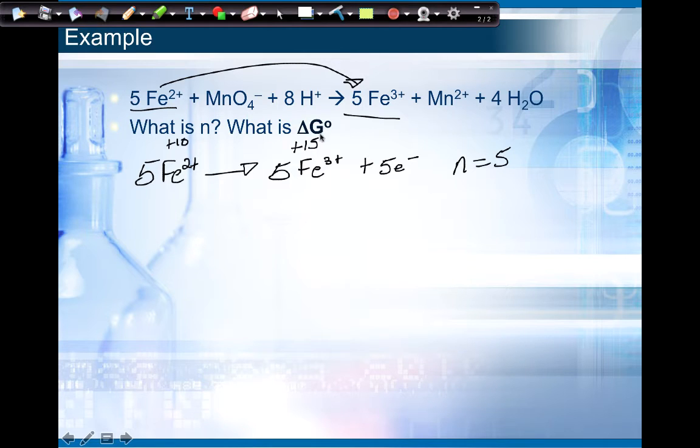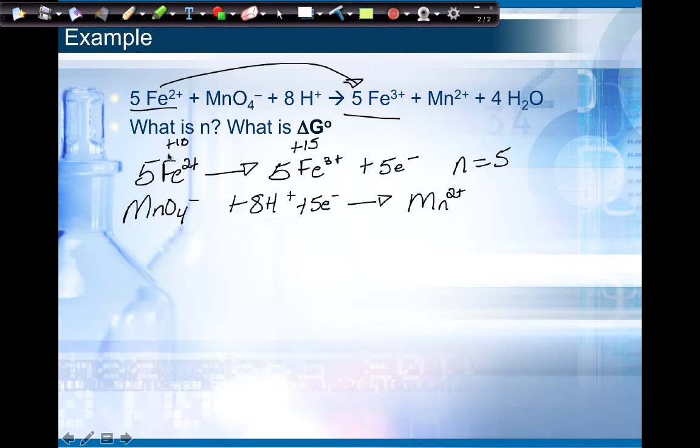All right, so now it's asking for delta G. And by the way, if you'd picked the other half reaction here, it would be the same thing. You would still see that it's going to end up being 5 electrons here, because we have a positive 2 on this side, we have a positive 7 here. We would need to give it 5 electrons to make it come down to positive 2. So this is the other half reaction here, and N is still going to be equal to 5.